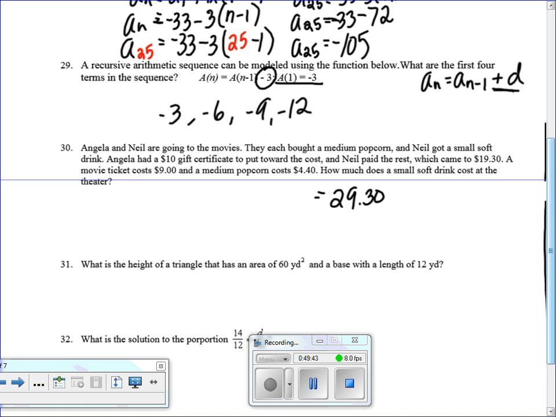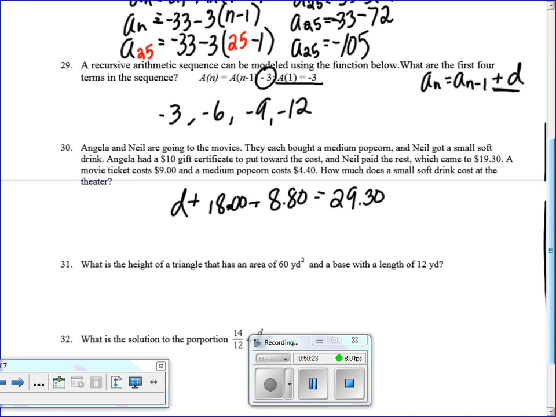Okay, well, what did they buy? They each bought a medium popcorn. Okay, well, we know medium popcorns cost $4.40. So we know they spent a total of $8.80 on pop, because they each bought it. We also know that they each bought a movie ticket to get in. So the movie ticket would come to $9, so $18. And we know that Neil got a small soft drink. So only one of them bought a soft drink. And we don't know the cost of that. So we're going to write it as the variable.